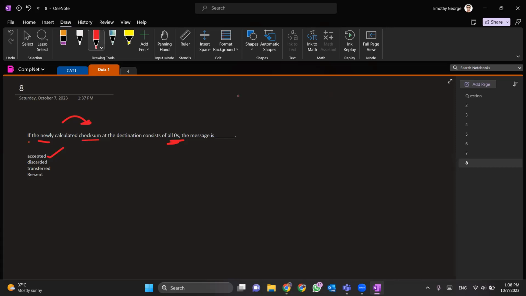If you get all ones, in hexadecimal it would be FFF and so on, and then when you convert it, it would all become 000. So the question was, if you got all F's in the penultimate step of checksum, what would it be? It would be accepted. The rest of the options, discarded, is wrong because it's verified.